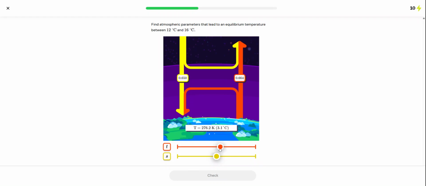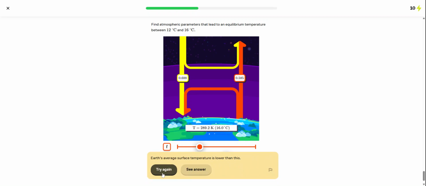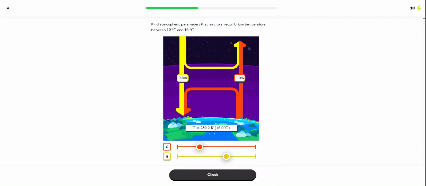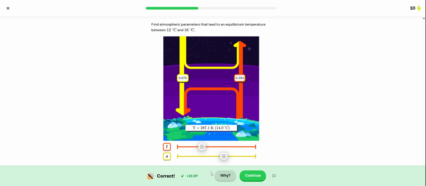If I increase this, it is less. Parameters. This is 12. This is 16. So T is lower, S is higher. So these values, 0.688 sunlight and 0.55 infrared. Let's check. Oh, it should be lower than this. Oh yes, this is not correct. Between, so like, let's say this 15 and 14, shall we? Oh yes, that's correct. Let's see why, for reasoning.